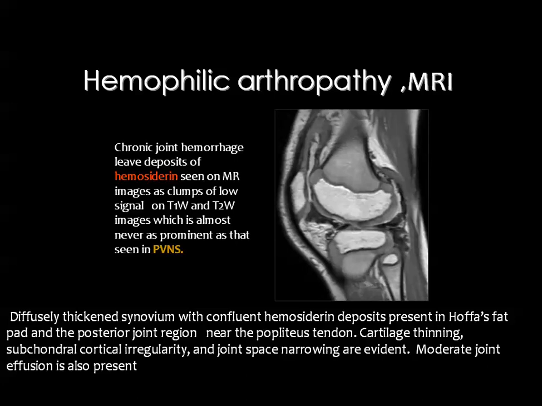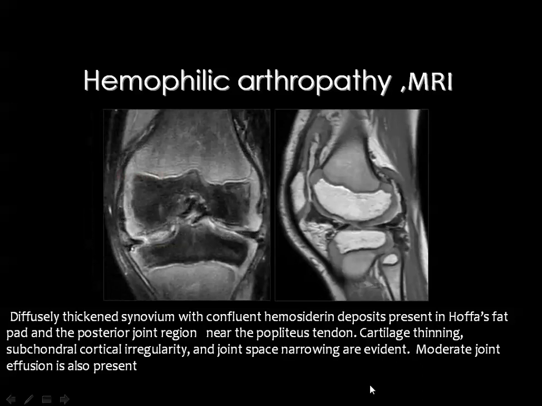The pigmented villonodular synovitis is not associated with these episodes of hemorrhage, and the hemophilic patient is well known to the clinician to have hemophilia. And here you see the low signal appearance of the hemosiderin, which is located in the intercondylar notch as well as in the knee joint.